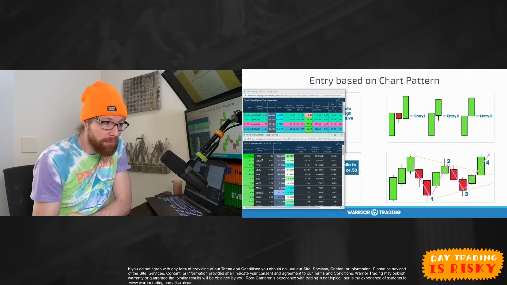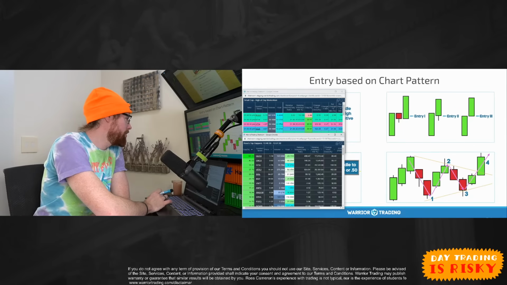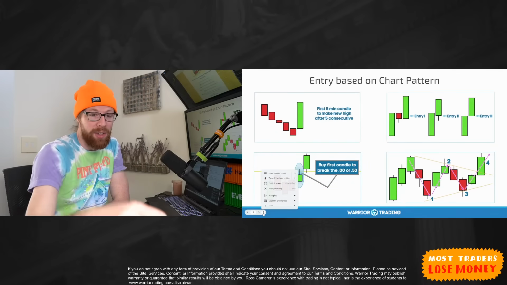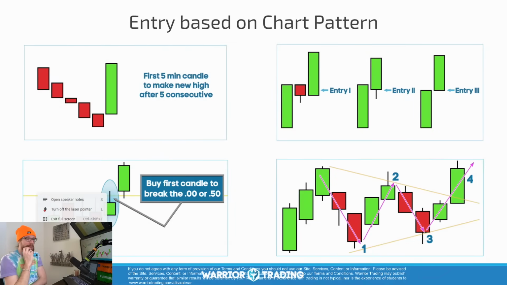The hard part is back over here, timing your entries and your exits. This is where it gets a little bit tricky. And especially when it comes to scalp trading, because you have to be so disciplined about getting in quick and getting out and taking your profit and not overstaying your welcome.